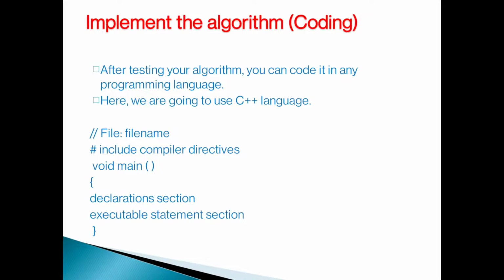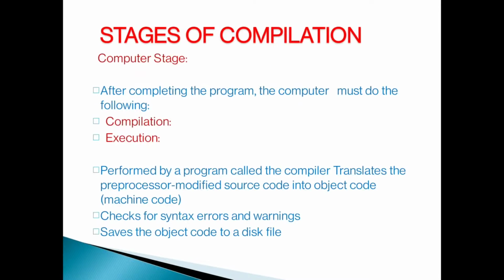Then implementing the algorithm requires coding. After testing your algorithm, we can code it in any programming language. Hence we are using C++ language here. Then an example of C++ language coding is given here. That is include compiler directives, void main, declaration section and executable statement section.